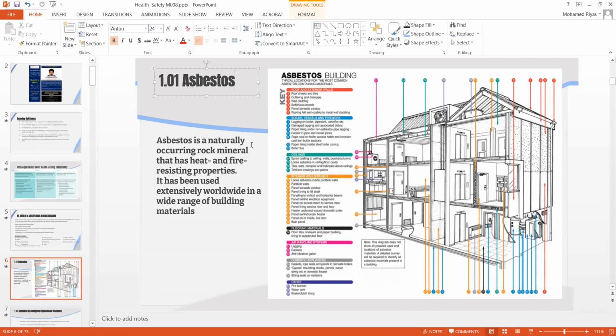Asbestos is a naturally occurring rock mineral that has heat and fiber resisting properties. It has been used extensively worldwide in a wide range of building materials. If you look at the picture, you can see there are many parts formed from asbestos. The roof sheets can be asbestos. Then the boiler vessels and pipe works, there is some lagging on boilers, which is made of asbestos.